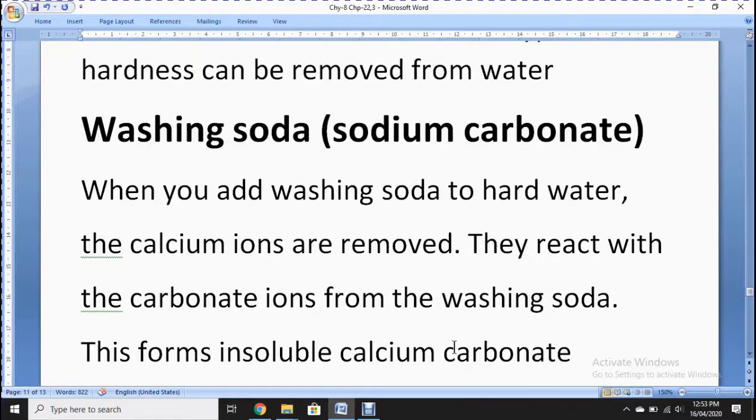Number one, the method that we already discussed, named washing soda, or sodium carbonate, which is the chemical name of washing soda. When you add washing soda to hard water, what happens? The calcium ions, as we know, are removed. They react with carbonate ions from the washing soda, or you can say sodium carbonate. So a reaction goes on between them. This forms insoluble calcium carbonate.